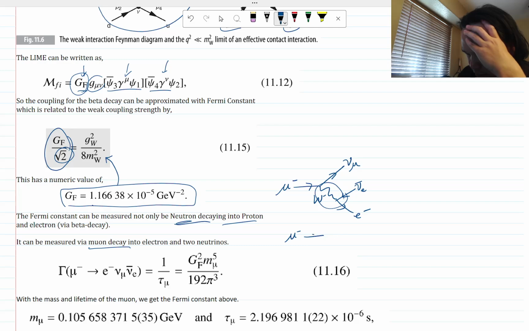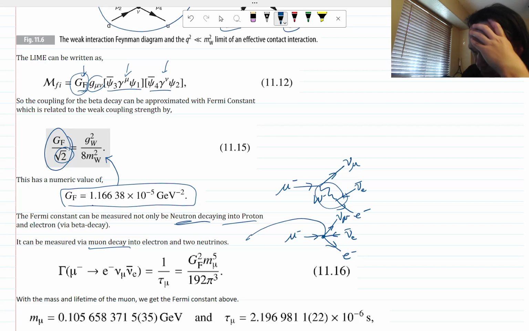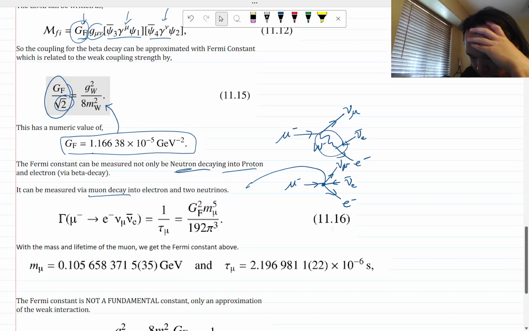So what you have here is a muon coming in, and then you have a muon neutrino coming out, an anti-electron neutrino coming out, and an electron coming out. We draw the arrows in the right direction so that we are tracking the particleness. So this is the 4-point diagram that Fermi is calculating. And we're going to show this in much more detail with the pion.